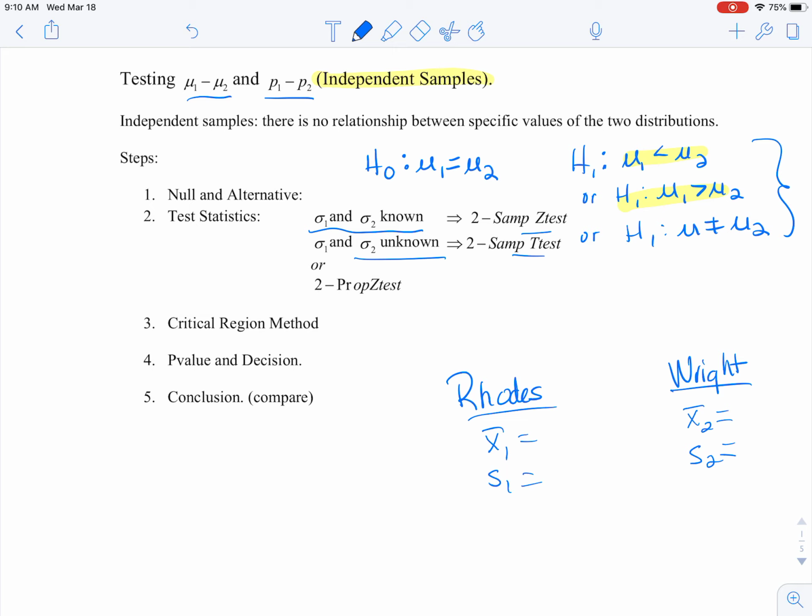If the problem says, do Rhode State students drive further than Wright State, then we'll be testing if Rhodes is bigger. So it would be this way, right? If Rhode State drives further than Wright State. If it words it, does Wright State students drive further than Rhode State? So then it would be this way. It would be Rhode State is less than. Okay? Whoops, I don't know why that did that. Okay? Okay, so follow along the next couple examples.